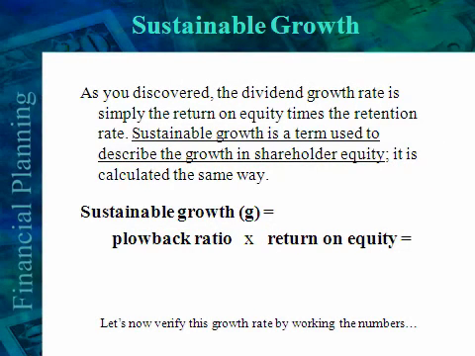Okay, as you just discovered, the dividend growth rate is simply the return on equity times the retention ratio. Sustainable growth is a term used to describe the growth in shareholder equity. It is calculated the same way. Sustainable growth equals the plowback ratio times the return on equity. So now, let's work through these numbers to verify.